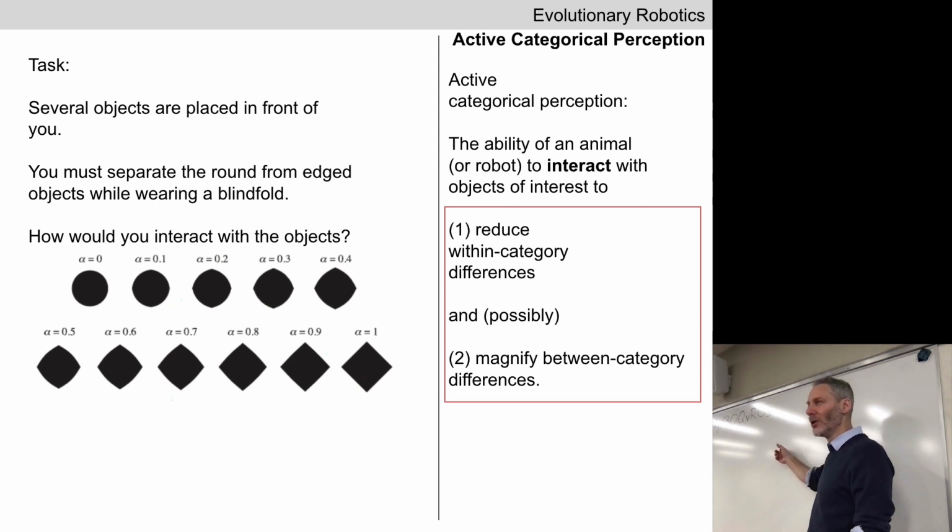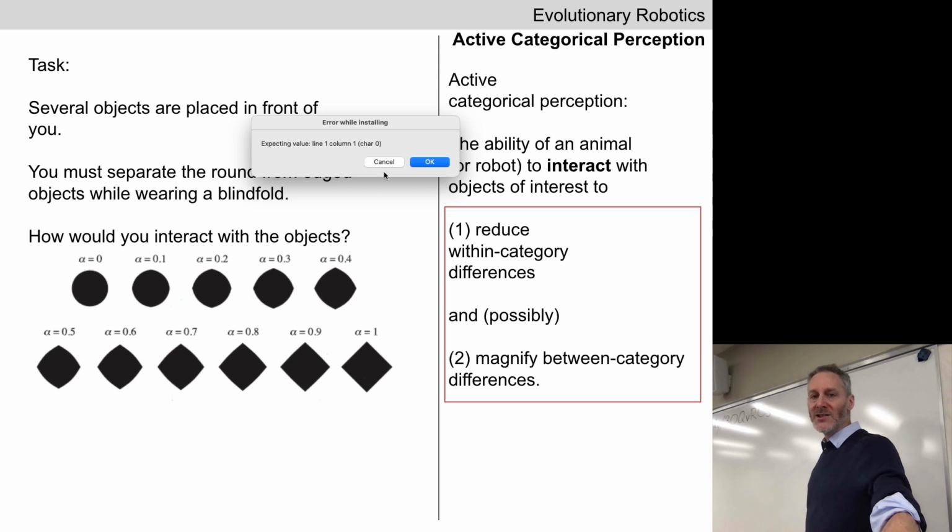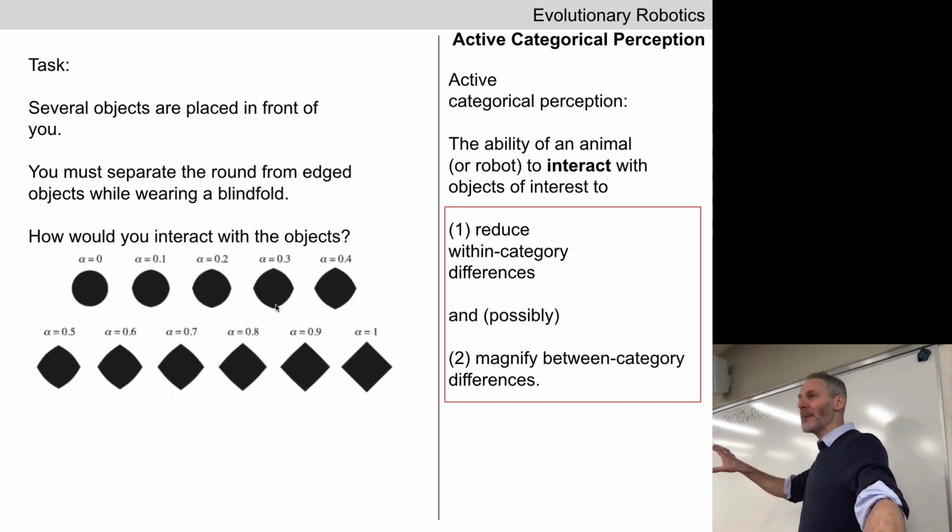Some are rollable. Remember affordances from last time. Some of these objects are rollable and some are not. If you look at these objects, obviously, there is no binary distinction, right? There is a gradation from round to edged. Where does this category come from? It's almost like a magic trick. There is no set of round objects and a separate non-overlapping set of edged objects here. And yet, when you interact with them, there it is.